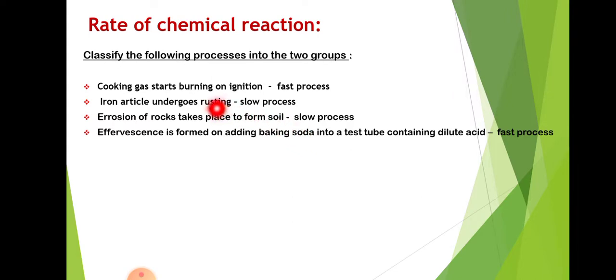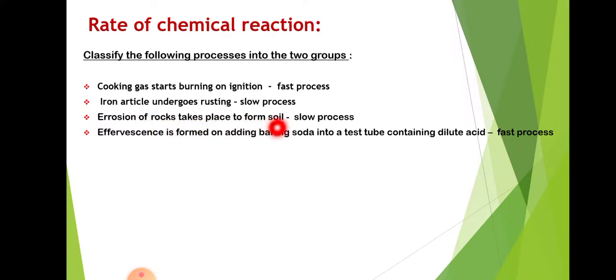Now we are going to see some kind of reactions, and you have to identify whether it is a fast process or slow process. So cooking gas start burning on ignition. Obviously जब हम ignite करेंगे तब वो एकदम फटाक से कुकिंग गैस स्टार्ट हो जाएगा. Yes, so that is a fast process. आयरन आर्टिकल अंडरगो रस्टिंग प्रोसेस जो होती है उसको बहुत टाइम लगता है, ये धीरे धीरे प्रोसेस होती है. सो दैट इज़ कॉल्ड एज स्लो प्रोसेस.